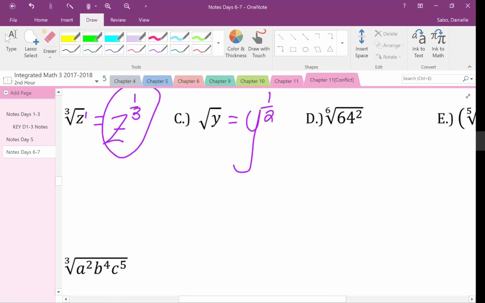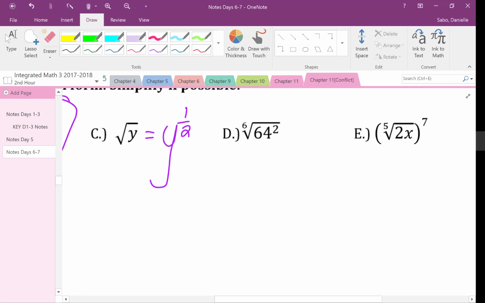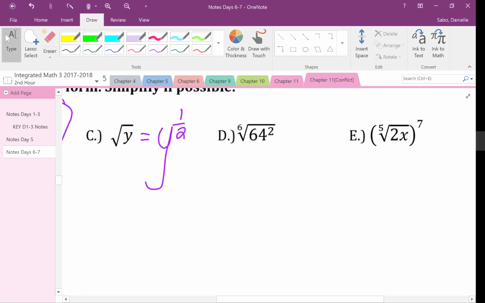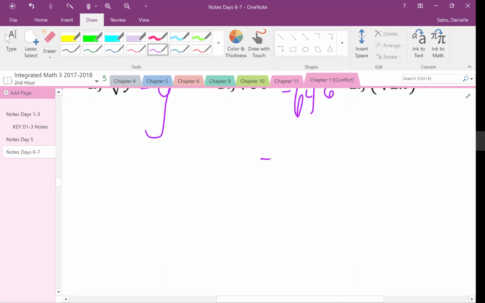Okay, let's do one that we can simplify a little bit further. 64 to the 2/6, then the 1/3. Good, 64 to the 2 over 6, which is technically 64 to the 1/3, which is 4, because the cube root of 64 is 4. And that's how we got that.